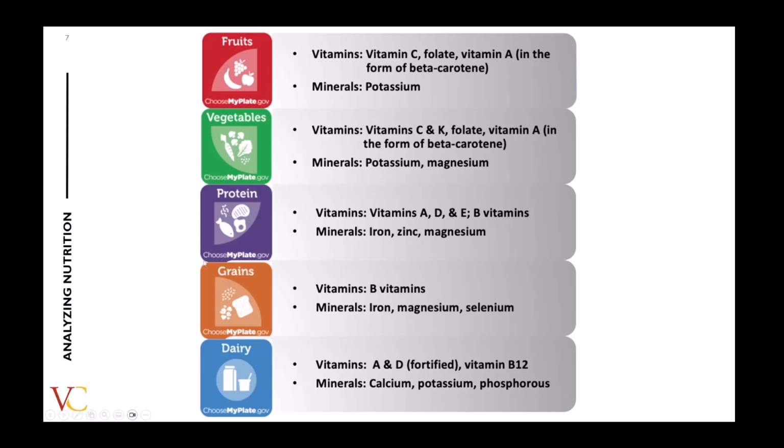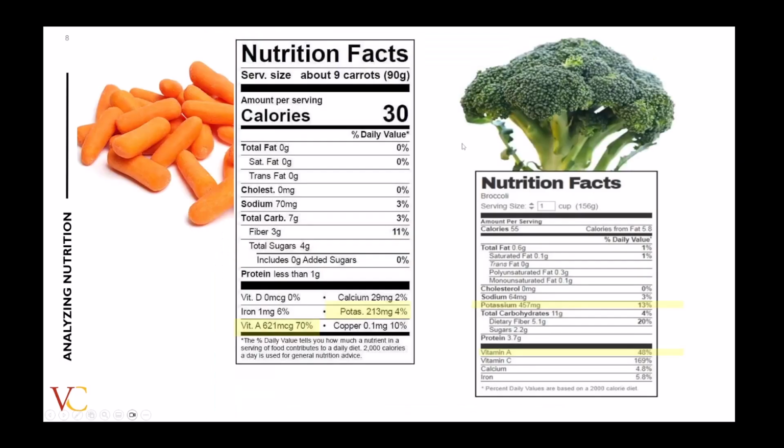Let's look at the vegetables, for instance. Notice that vegetables contain vitamins C, E, and potassium. If we look at the micronutrients for carrots, notice that it has 70% of what you need daily for vitamin A, but only 4% of what you need for potassium, which, as we've learned previously, is a low amount. But broccoli has a lot more potassium at 13% of what you need in a day, but less vitamin A than the carrots had.